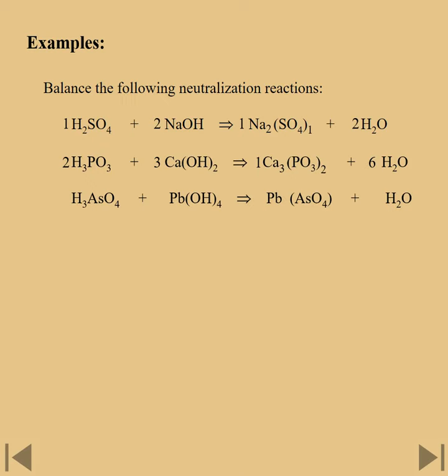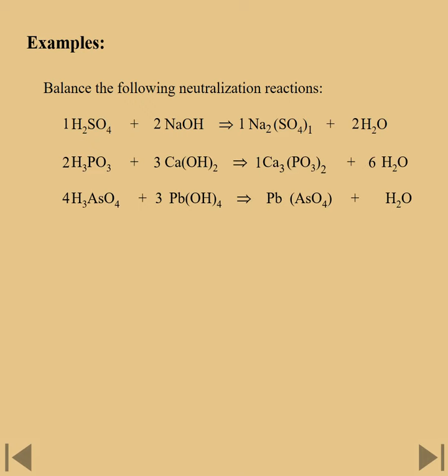Okay, now we have arsenic acid reacting with lead-4 hydroxide. This is forming lead-4 arsenate and water. We begin by asking, we have an acid with 3 hydrogen ions, a base with 4 hydroxide ions. What's our least common multiple? Well, of course, that's 12. So for 12 hydrogen ions, we need 4 arsenic acids. For 12 hydroxide ions, we need 3 lead-4 hydroxides.